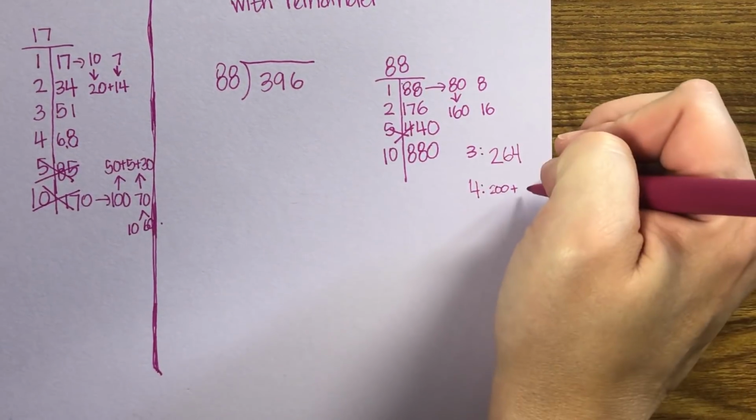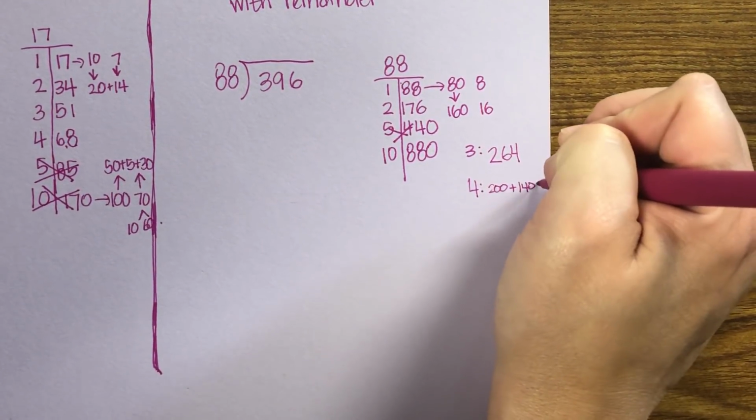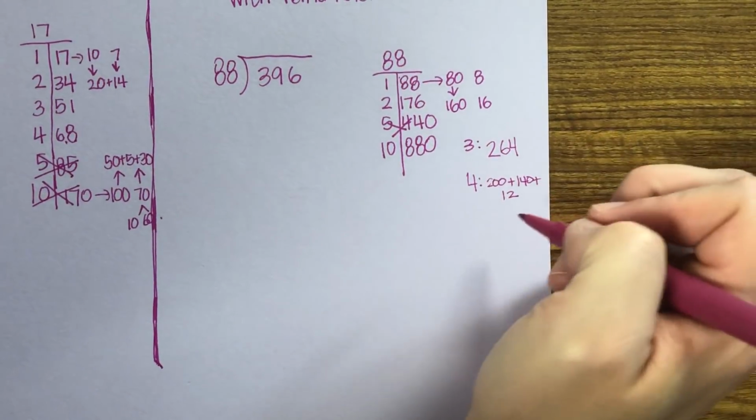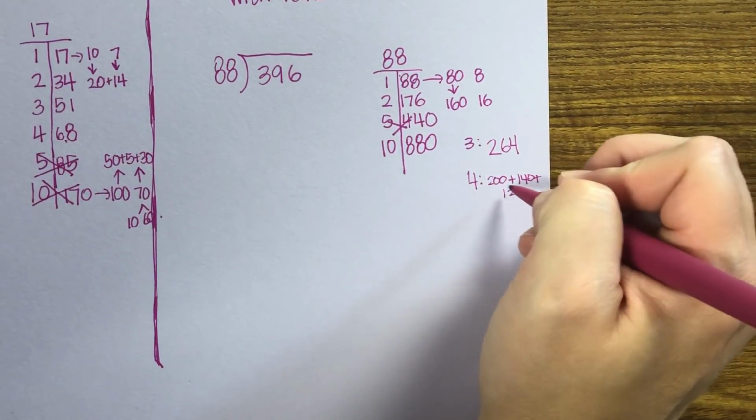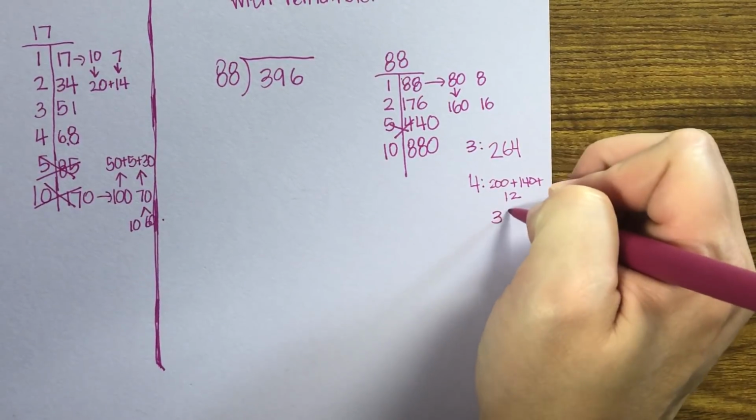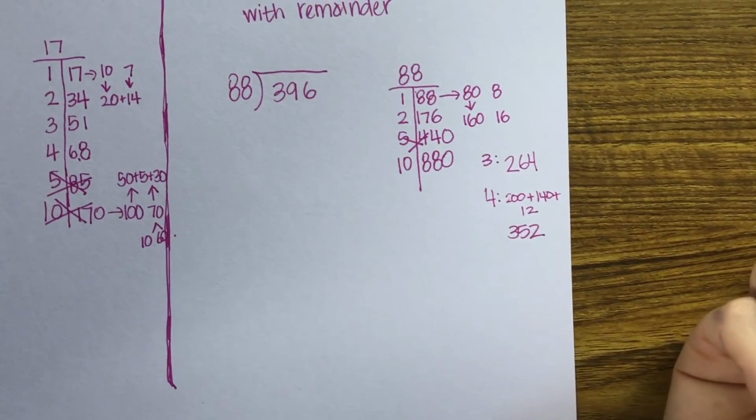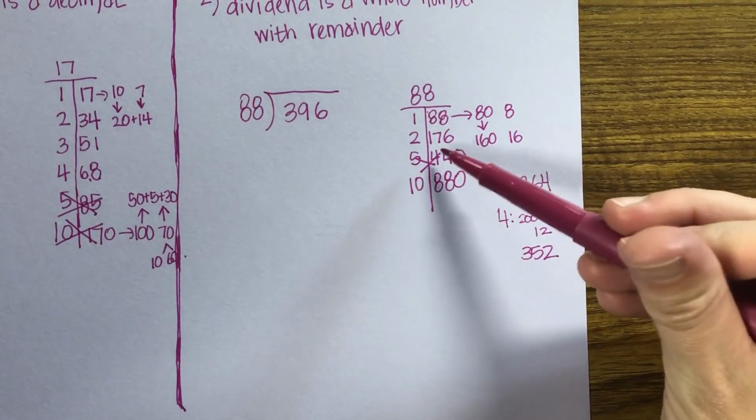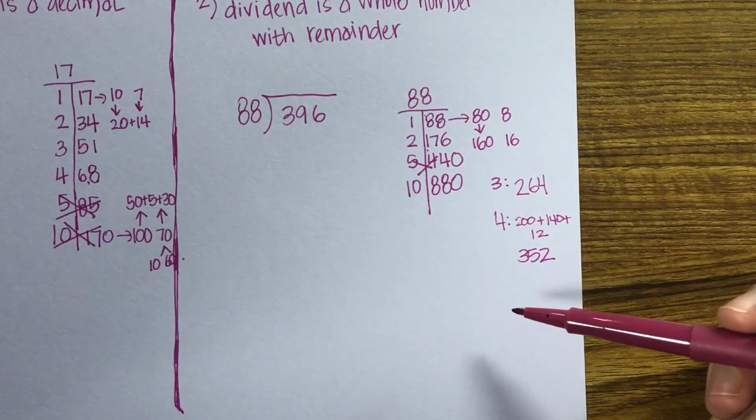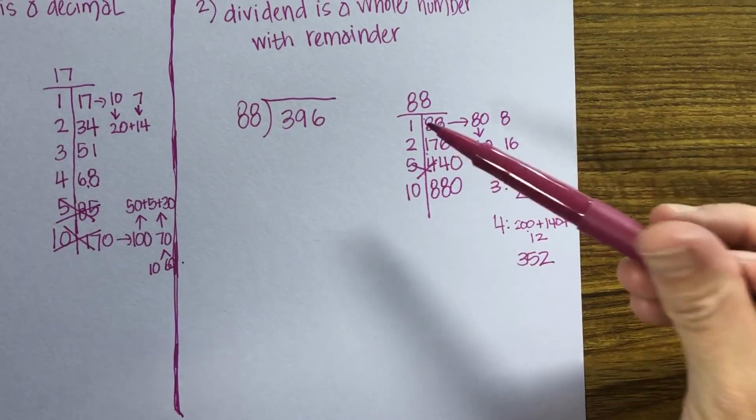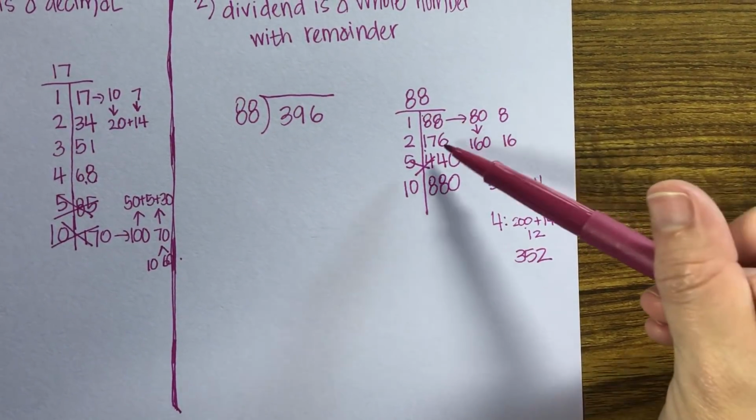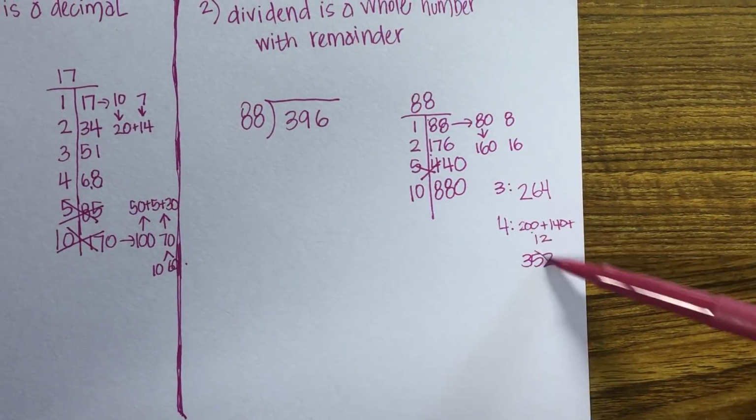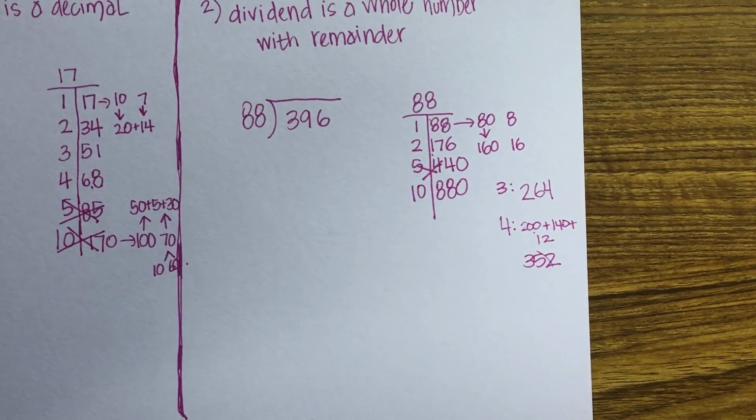Plus 2 70s is 140. Plus 2 6s make 12. Altogether, that would give you 352. Okay, is everyone following where I got this? I just doubled each one in its expanded form: 100 to 200, 70 to 140, and 6 to 12, and then put it all together. So I can see that my starting point is going to be 4.